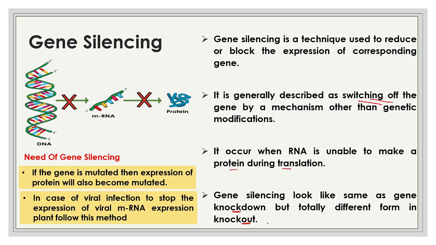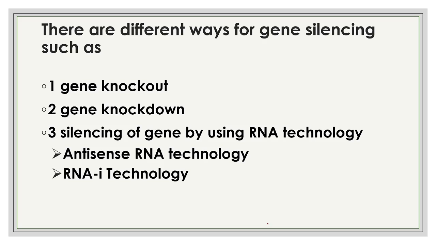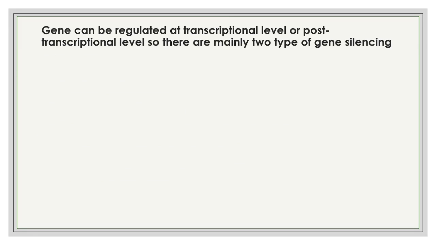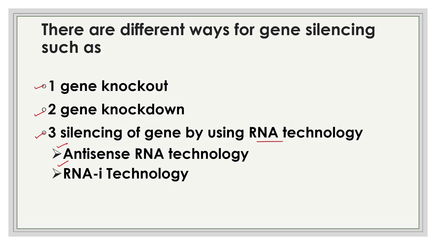On the next slide, we see the different ways of gene silencing. That is gene knockout, gene knockdown, and silencing of genes by using RNA technology, in which there is antisense RNA technology and RNAi technology, that is RNA interference technology. So these are some ways to silence the gene. So what exactly happens in gene knockout? In it, the complete portion of the particular or corresponding gene is removed.